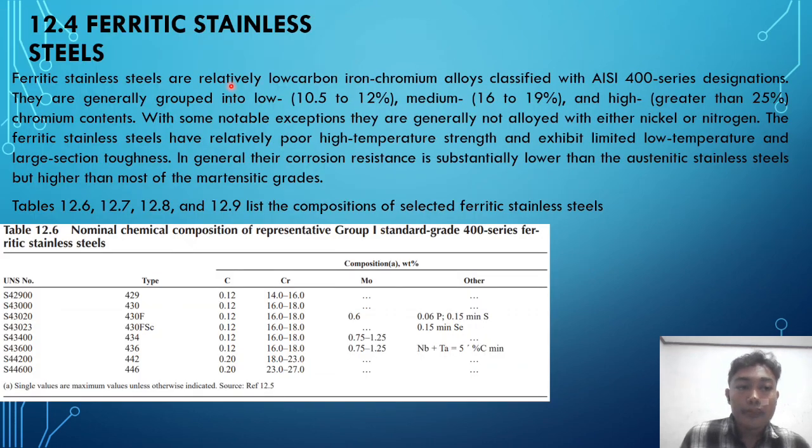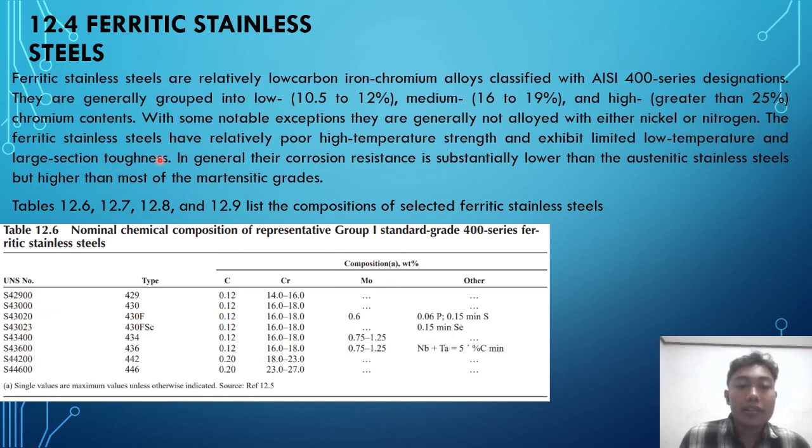Next, 12.4 Ferritic stainless steel. Ferritic stainless steels are relatively low carbon iron-chromium alloys classified with the AISI 400 series designation. They are generally grouped into low, 10.5 to 12%, medium, 16 to 19%, and high, greater than 25% chromium contents, with some notable exceptions. They are generally not alloyed with either nickel or nitrogen.